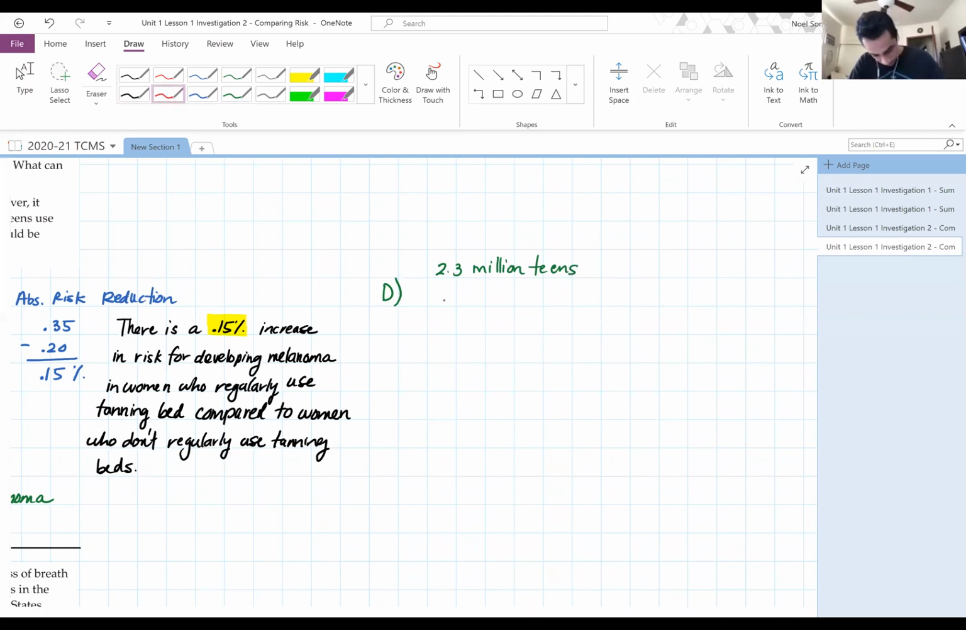And we know that there is a 0.35% absolute risk for those who use tanning beds, and ultimately develop the melanoma. And then we have 0.2% who don't use tanning beds. I should be more specific.